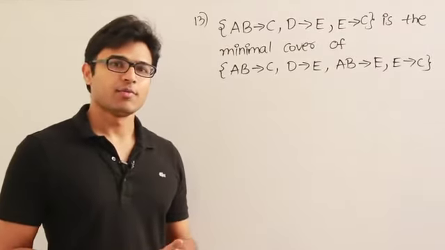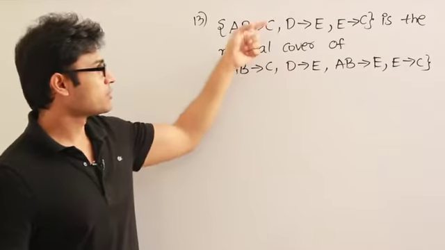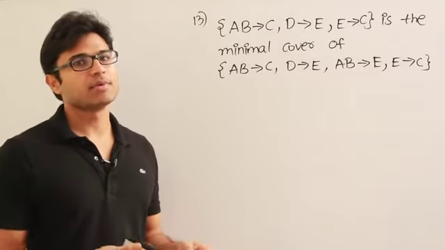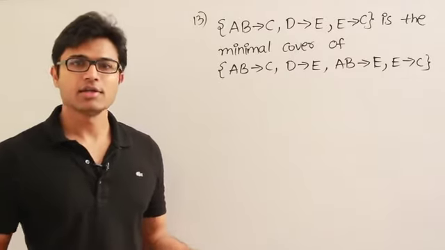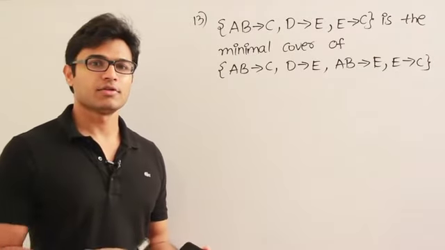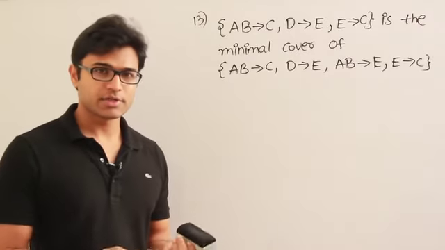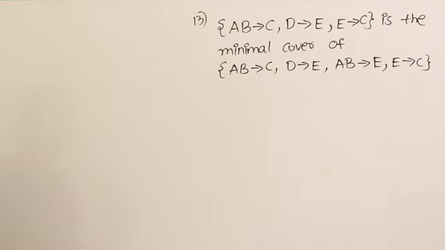Both of them should be equivalent, which means this one should be covered by this and this one should be covered by this, right? And moreover, it should be minimal. So first let's see if they are equivalent or not. Maybe if they are not equivalent, there is no need in checking for the minimality also. So minimality has to be checked after equivalence, isn't it?